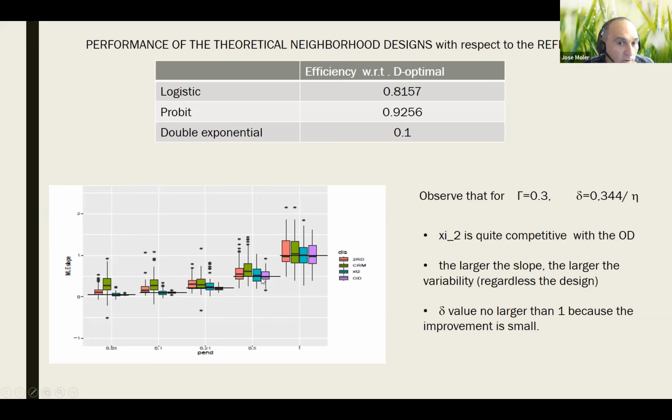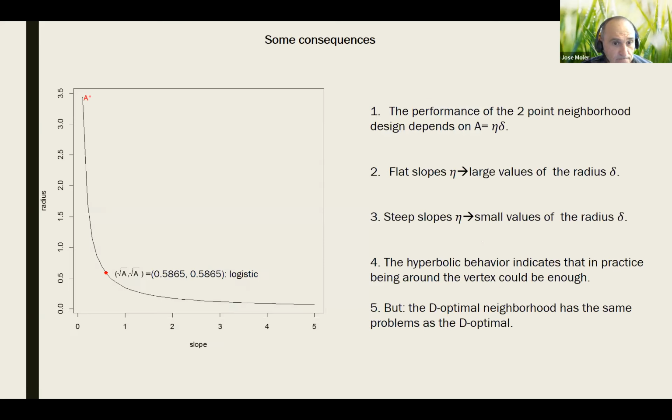It's almost competitive with the optimal design, and also competitive with the two classical response adaptive designs, which are the 2RD and the CR. Okay, so it makes sense to study this kind of designs.